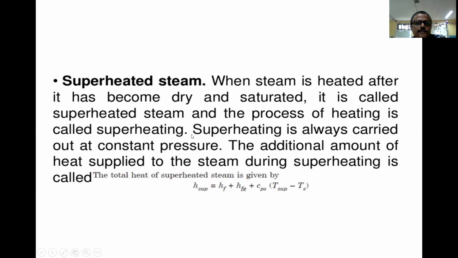So the definition, you can see here: when steam is heated after it has become dry and saturated, it is called superheated steam, and the process of heating is called superheating. Superheating is always carried out at constant pressure. The additional amount of heat supplied to the steam during superheating is called the total heat of superheated steam. And the total heat you can calculate by this equation.